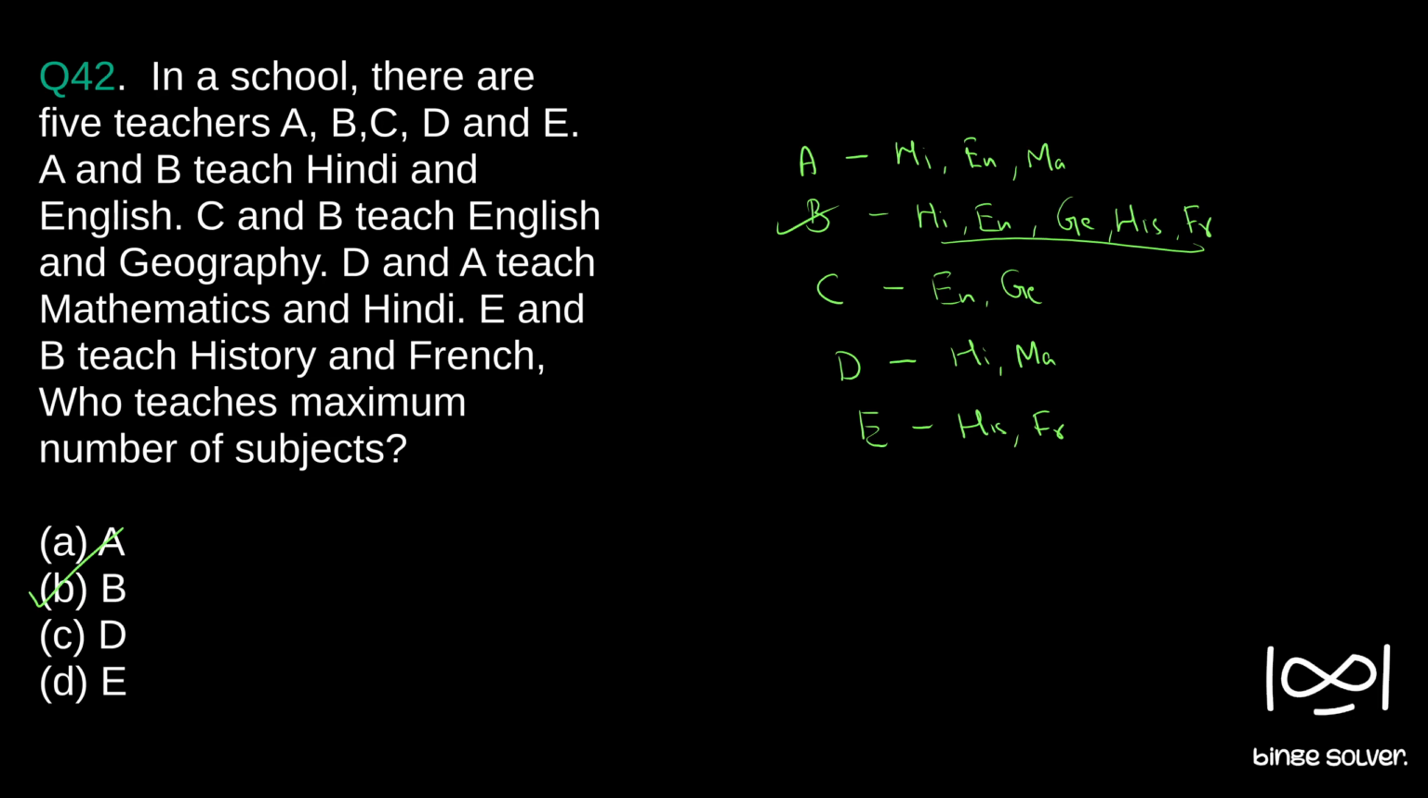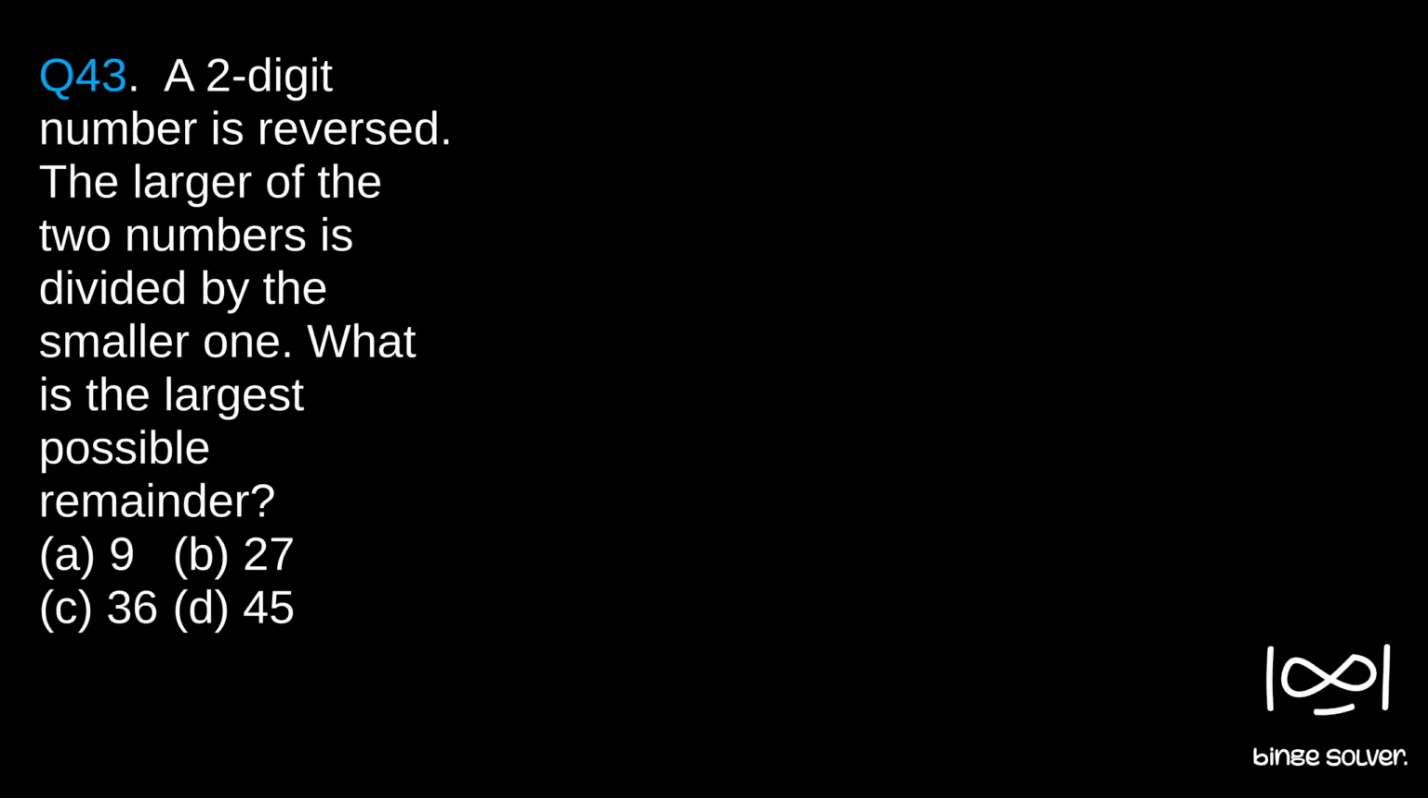Next question, question 43. A two-digit number is reversed. The larger of the two numbers is divided by the smaller one. What is the largest possible remainder?